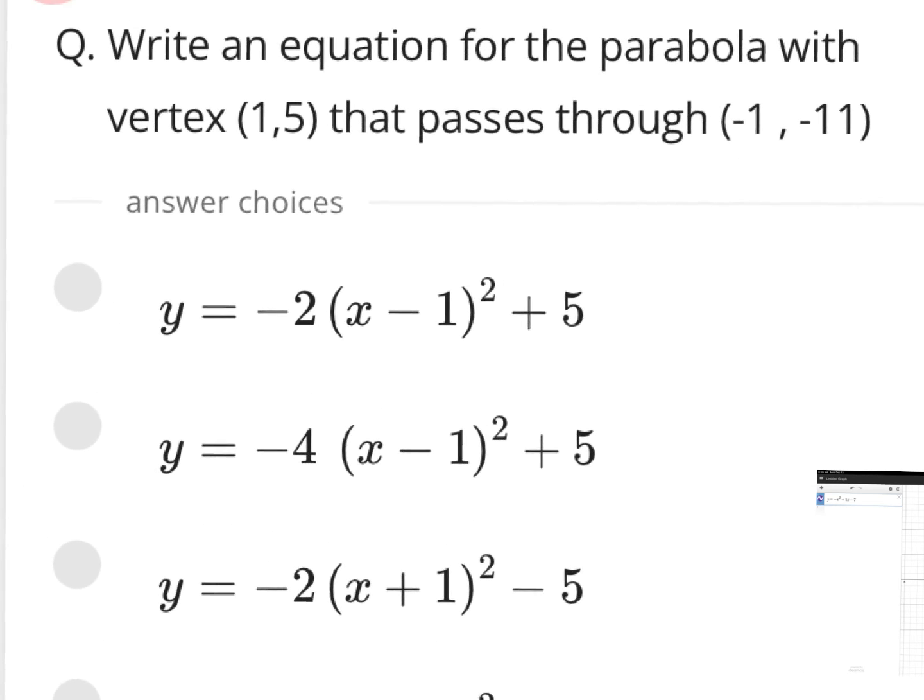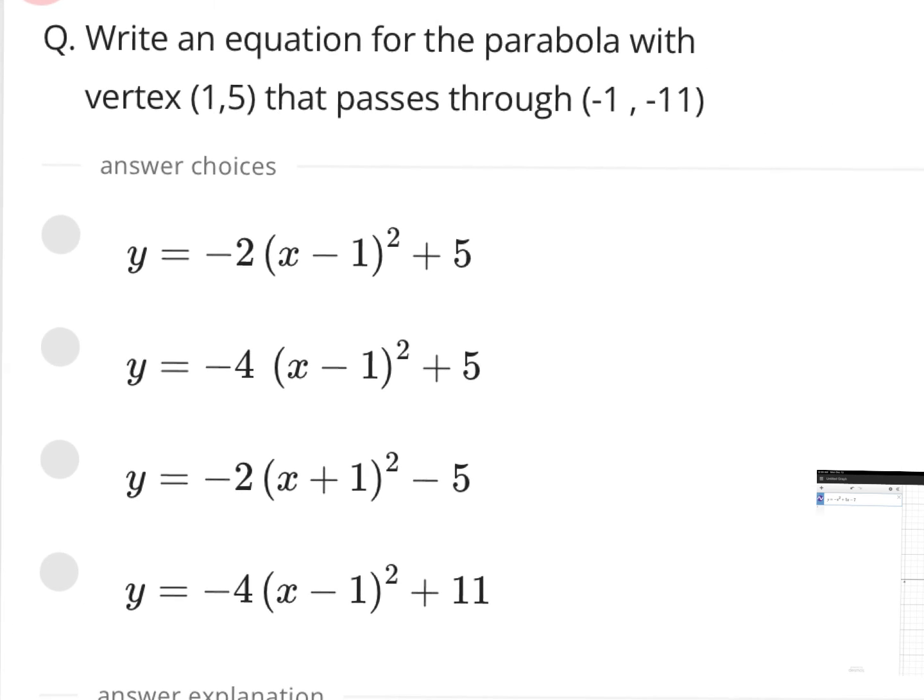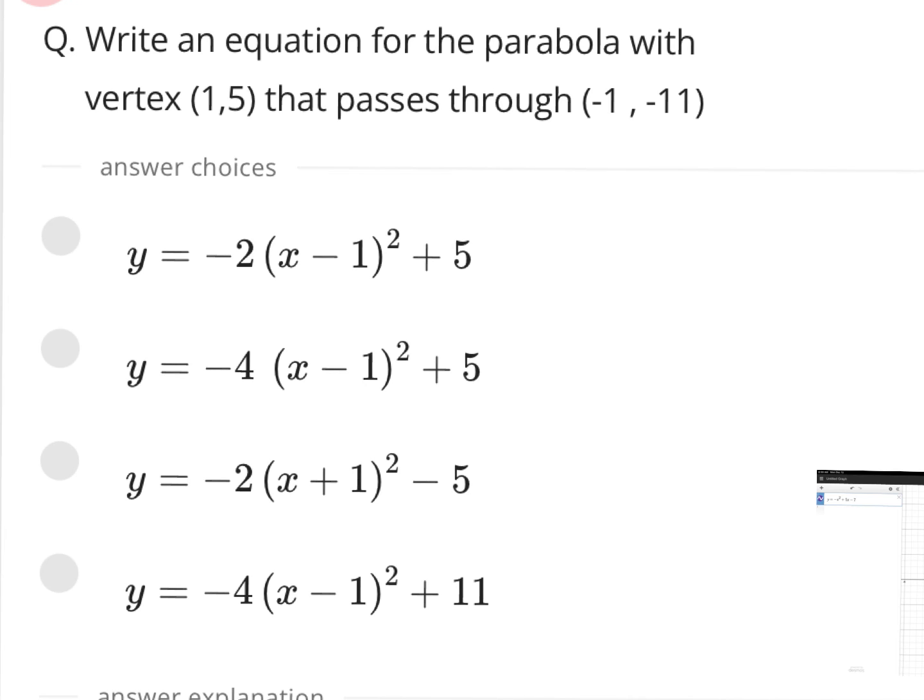Right here on this one, it says write an equation for the parabola that has a vertex 1, 5 and that passes through -1 and -11. Let's say you totally, does anybody know how to do this? Have you totally blanked out right now?